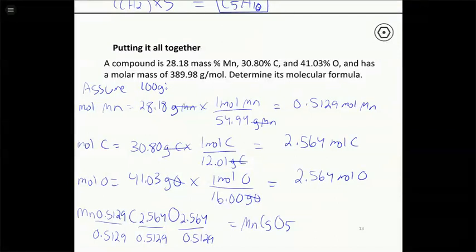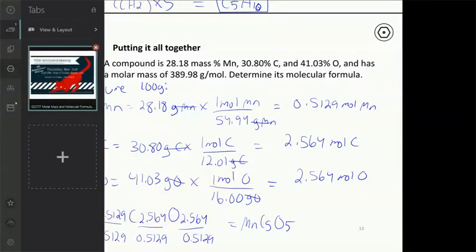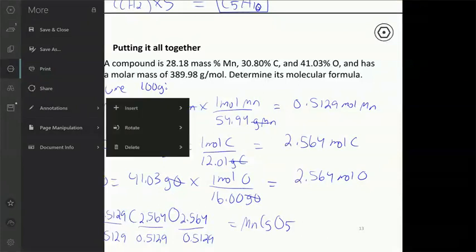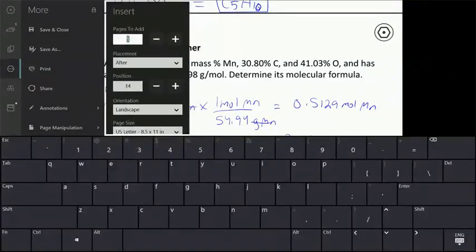That gives us the empirical formula, but we can't stop here. We have to determine the molecular formula of this compound, and that's where we need the molecular mass. So I'm going to insert one page and we'll finish this up.